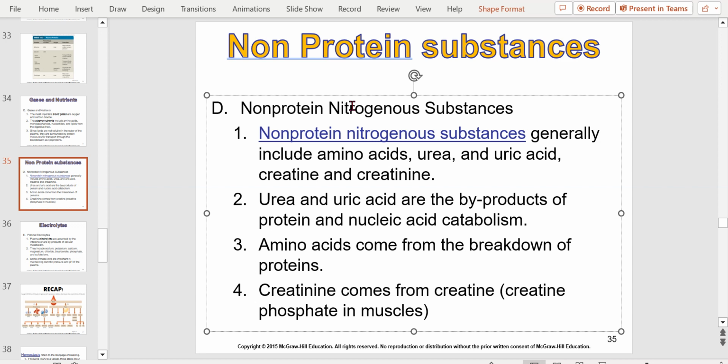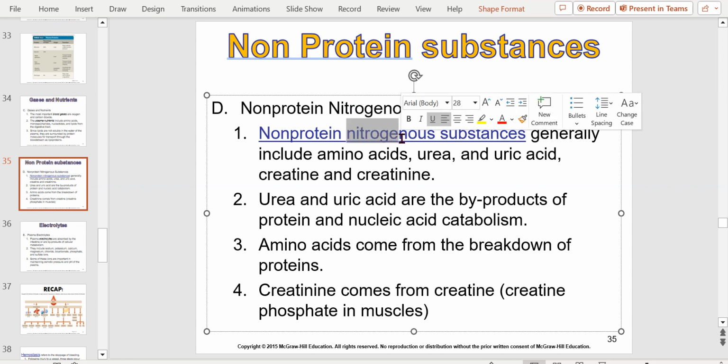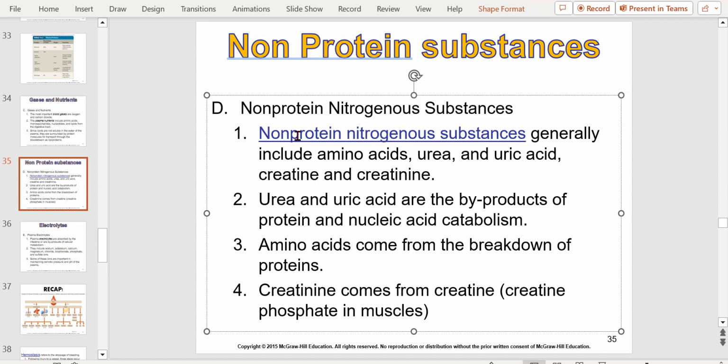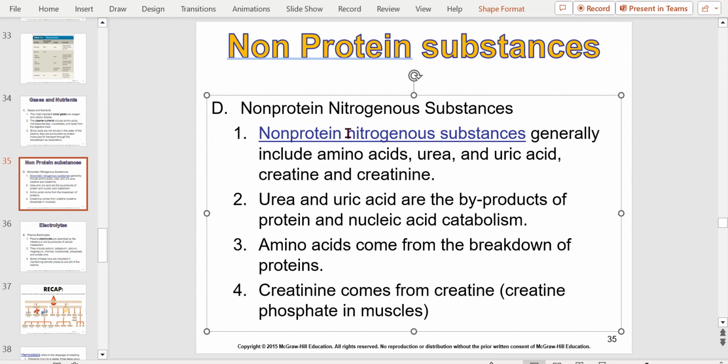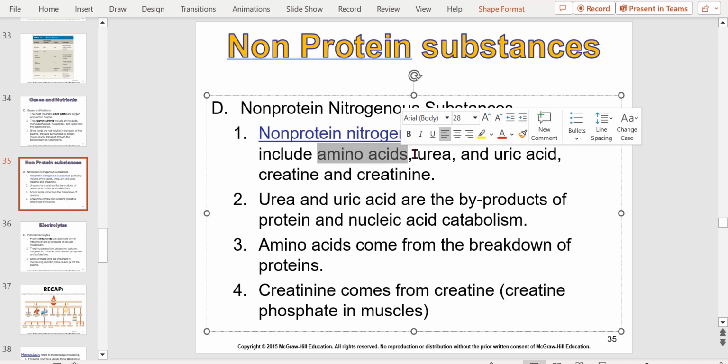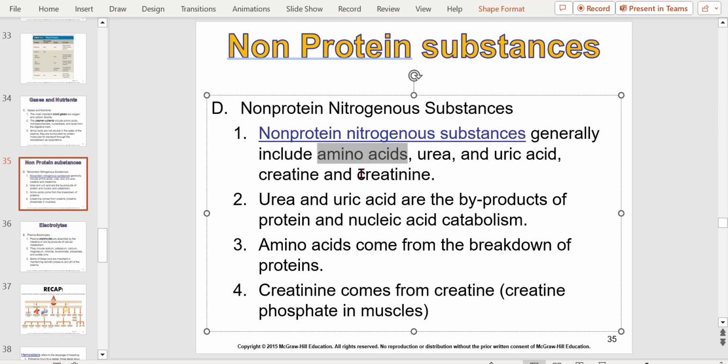The problem with muscle, though, is that it has nitrogen. And this is trouble when you're talking about digestion, because you don't really get a lot of energy return on muscle. So here we're talking about non-protein nitrogenous substances. These are substances that are not protein based, but they have a high nitrogen content, because nitrogen is a problem, generally speaking. Non-protein nitrogenous substances generally include amino acids, urea, uric acid, creatine, and creatinine.